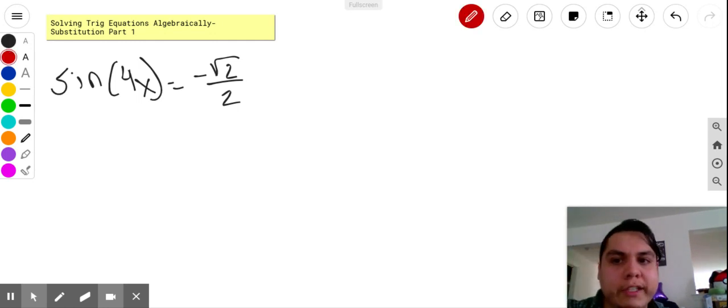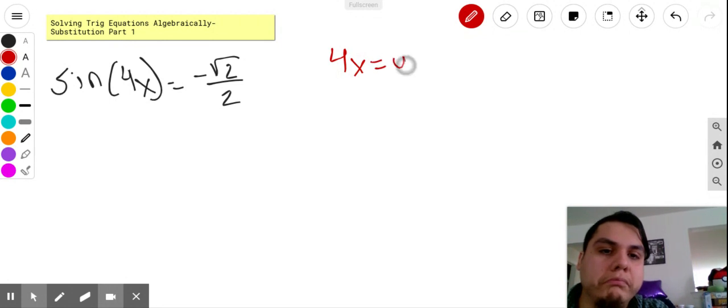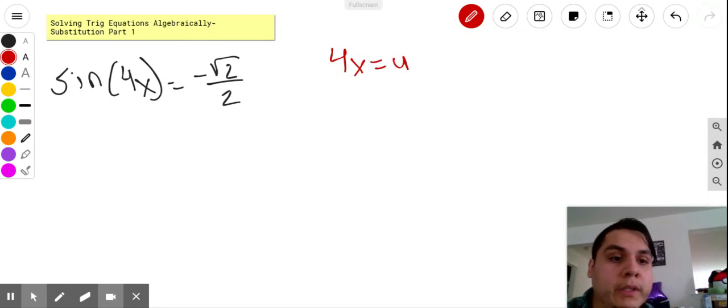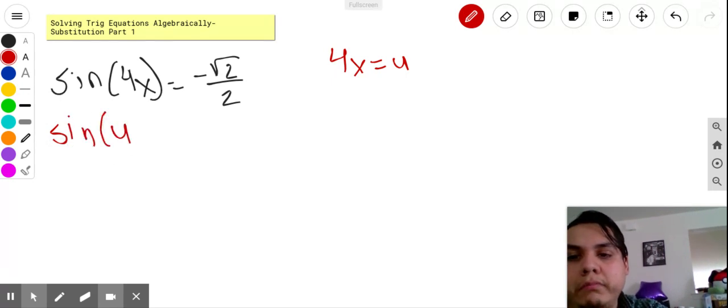If you notice, the title says algebraically, substitution part 1. Well, here's where the substitution comes in. I'm going to think about that 4x as a u. It could be some other variable you choose. Choice is yours. I just normally use u. So this is really asking me where sine of u would equal negative radical 2 over 2.